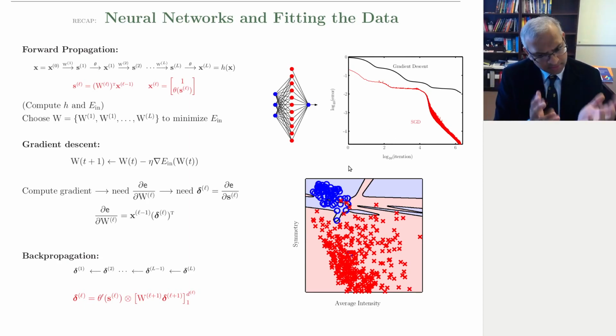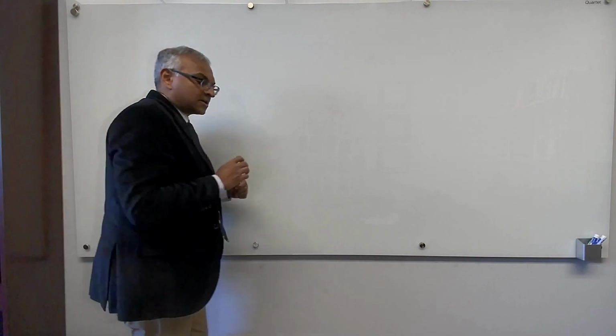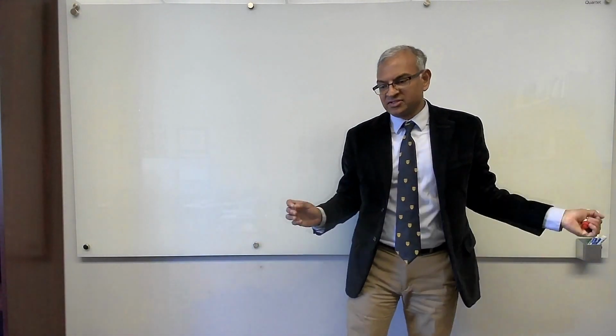Because training big networks on lots of data is a computational challenge, A. And B, there are lots of local minima. So, how do we address some of these issues? Let's go to the board. So let's start by looking at approximation versus generalization.